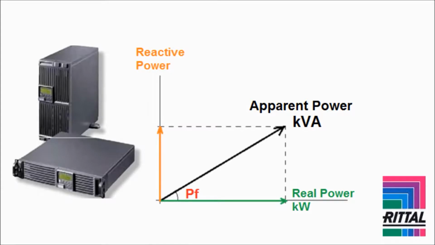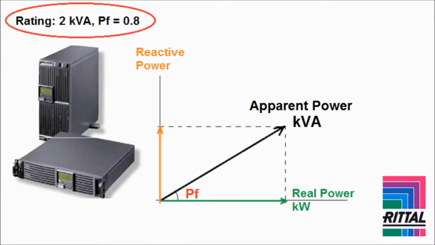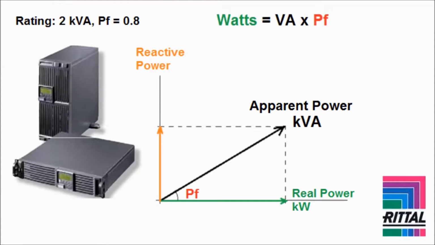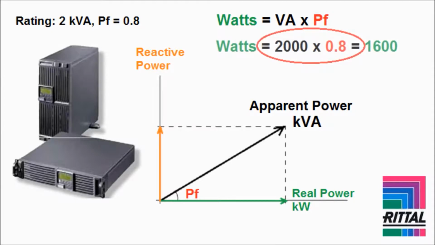Similarly, for a 2 kVA UPS with a power factor of 0.8, the formula reveals that it supports up to 1.6 kilowatts, since 2000 multiplied by 0.8 equals 1600.